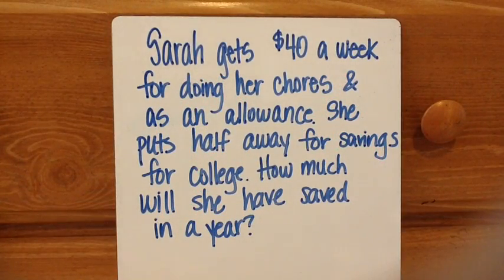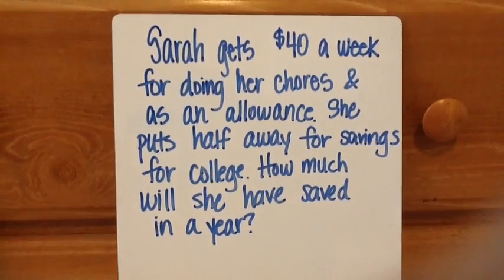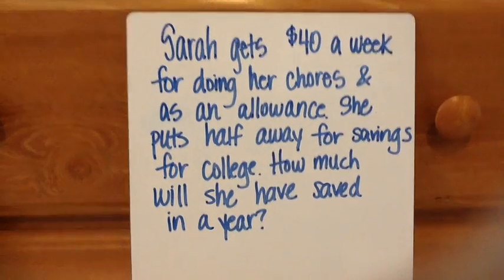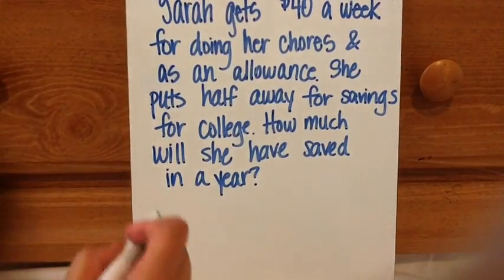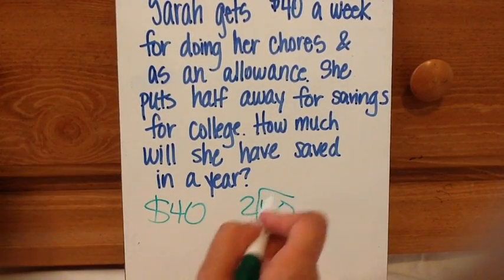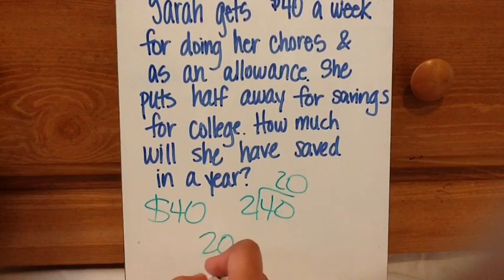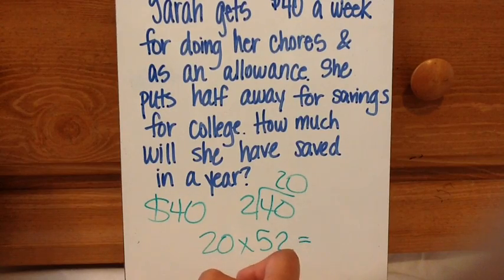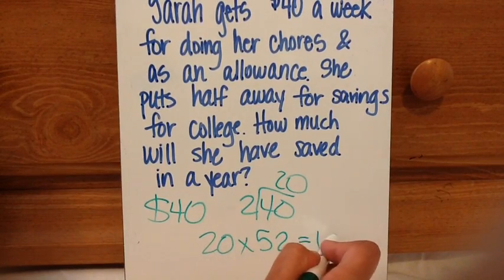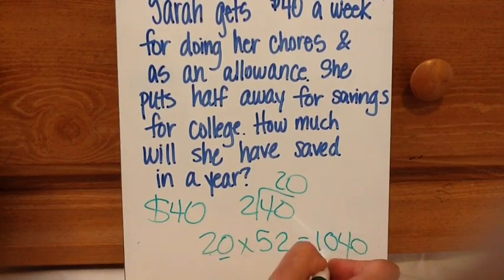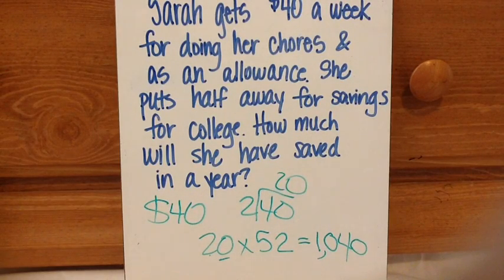Okay, so let's look at this question. Sarah gets $40 a week for doing her chores, as an allowance. She puts half away for savings for college. How much will she have saved in a year? So if you're looking at $40 a week, half of 40, you always divide by 2 when you do half, is $20. Okay, so if it's $20 a week, there are 52 weeks in a year. So when you do 20 times 52, if you do 2 times 52, you get 104, and then you add a 0. So she will have $1,040 saved for college.